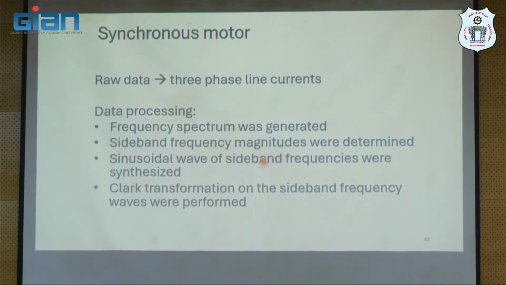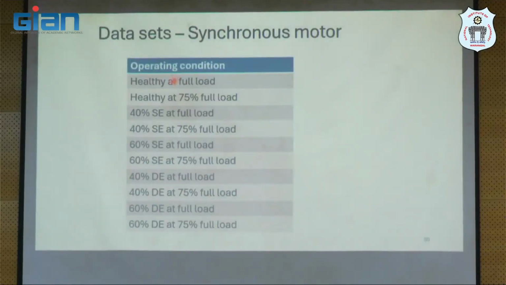So initially I had line current comprising of different harmonics. I did a frequency spectrum, identified the magnitude of certain harmonics, and just for those harmonics I did an inverse frequency transformation to get back time waveform. So now I have time waveform of certain frequency components only. And then I did alpha beta transformation of those time domain components. And then these are the data sets. There are 10 data sets.